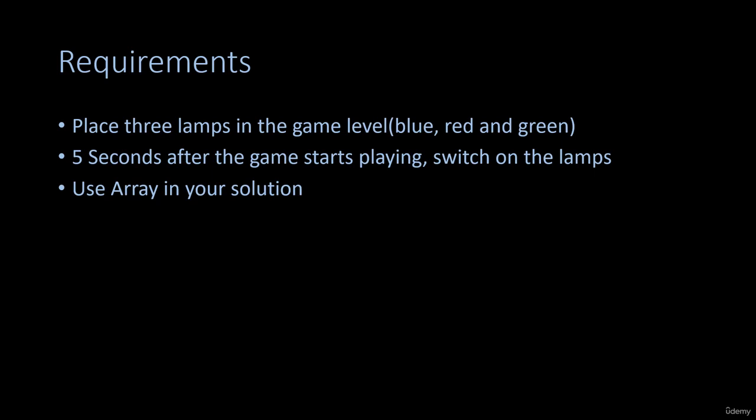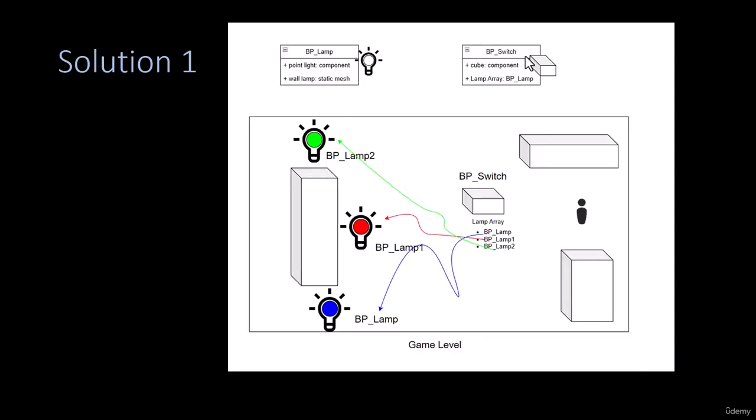Alright, were you able to figure it out? There are many possible solutions to the challenge. Let's try one together. We can create 2 blueprint classes, one for the switch and one for the lamp. Then we can place these blueprint classes into our game level to create instances.